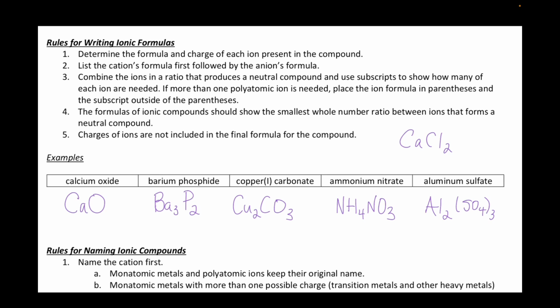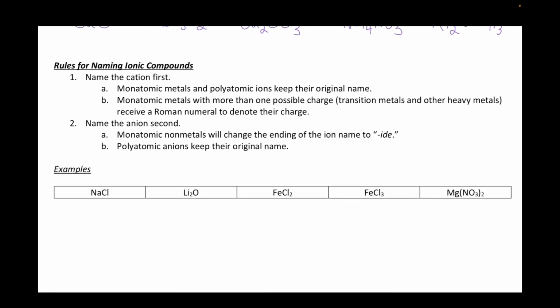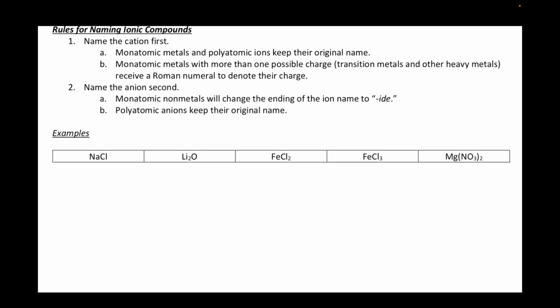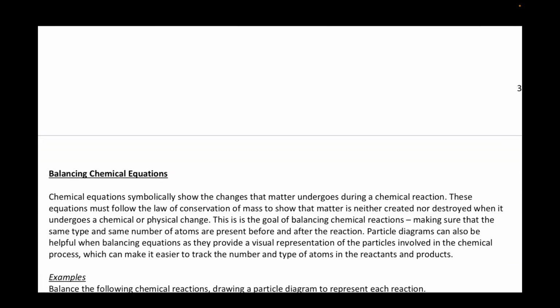Okay. Naming ionic compounds. Hopefully the first one you got really easily. NaCl is sodium chloride, good. Li2O is lithium oxide. And then we've got iron 2 chloride, iron 3 chloride. Again, this is where we can use the charge of our anion to figure out the charge of those metals that have multiple charges. Last one, magnesium nitrate. Okay. We all good on that? Okay, great.